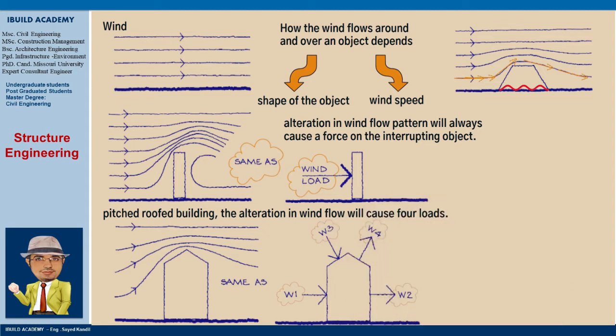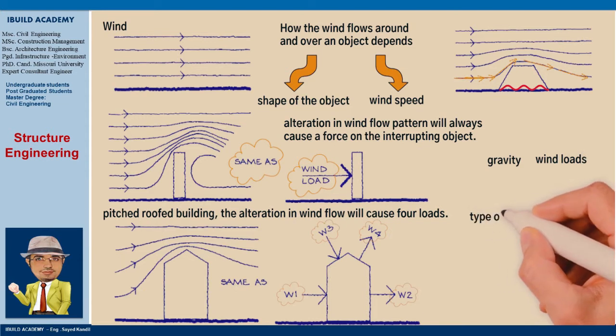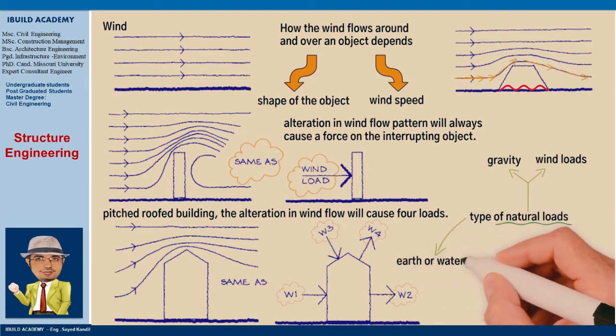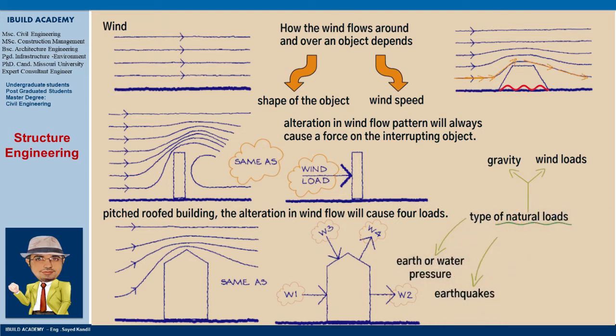These are wind loads. As far as buildings and their supporting structures are concerned, gravity and wind loads are two types of natural loads they always have to resist. There are other natural loads that the structure may have to resist. These are earth or water pressure, earthquakes, temperature, and ground movement.